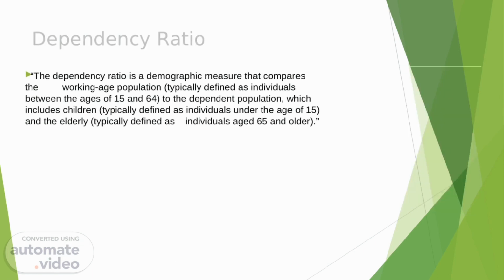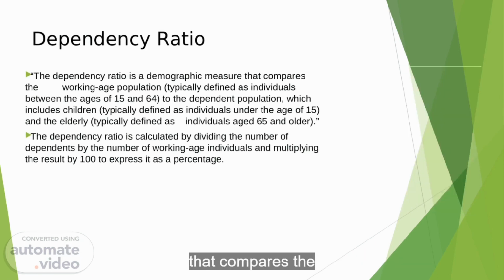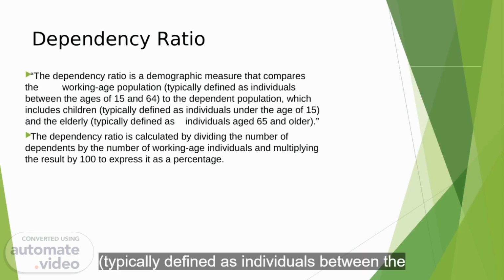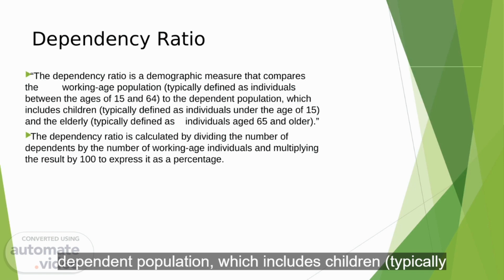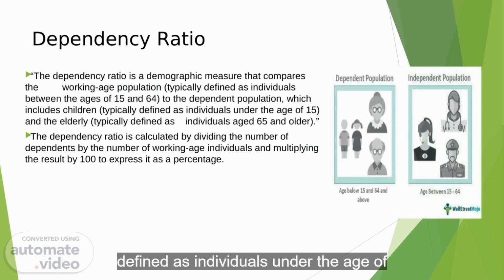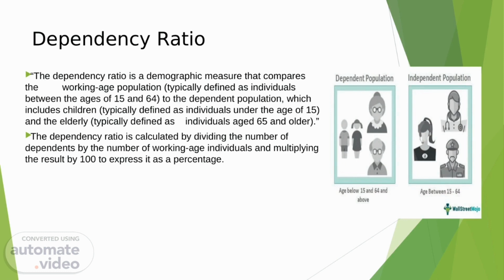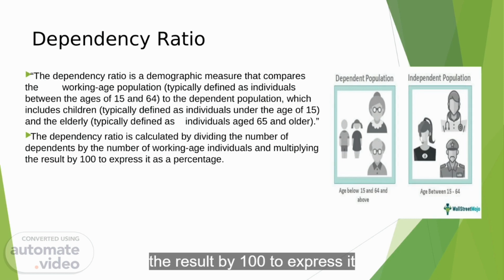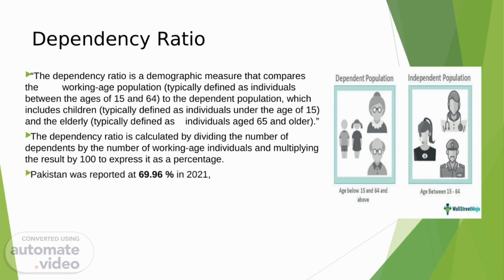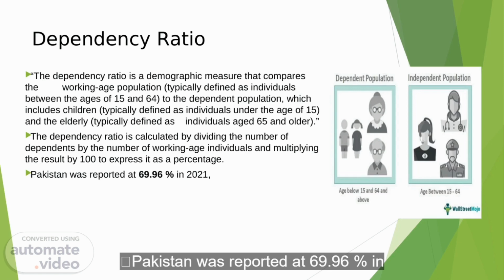Dependency ratio. The dependency ratio is a demographic measure that compares the working age population, typically defined as individuals between the ages of 15 and 64, to the dependent population, which includes children, typically defined as individuals under the age of 15, and the elderly, typically defined as individuals aged 65 and older. The dependency ratio is calculated by dividing the number of dependents by the number of working age individuals and multiplying the result by 100 to express it as a percentage. Pakistan was reported at 69.96% in 2021.